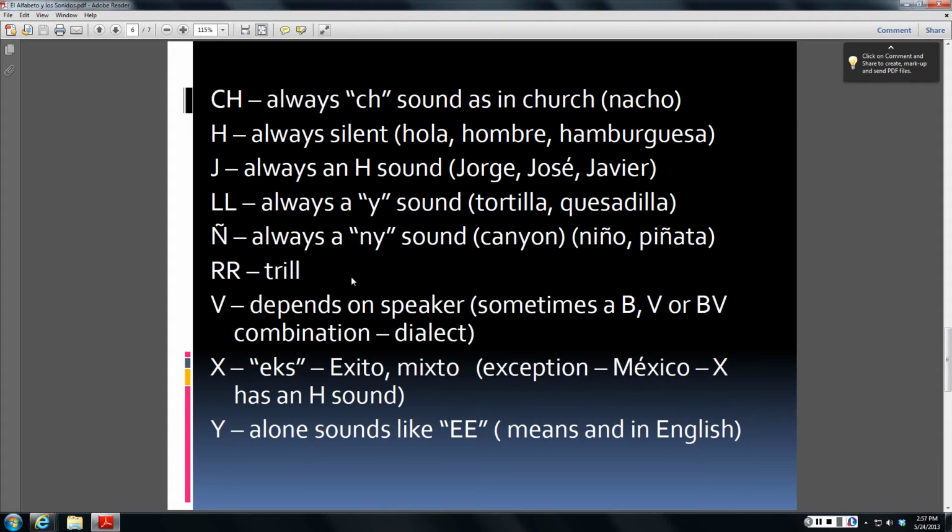Alright, the X in Spanish has an X sound like éxito or mixto, with the exception of the country Mexico, where that X has an H sound. And the letter Y, alone by itself, sounds like E. The letter Y in Spanish actually is a word, and it means and.